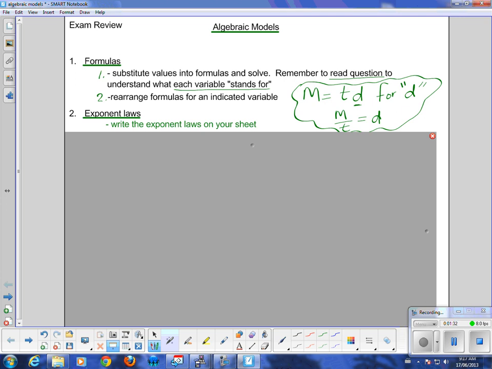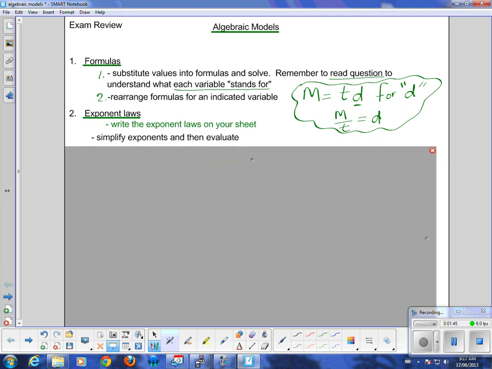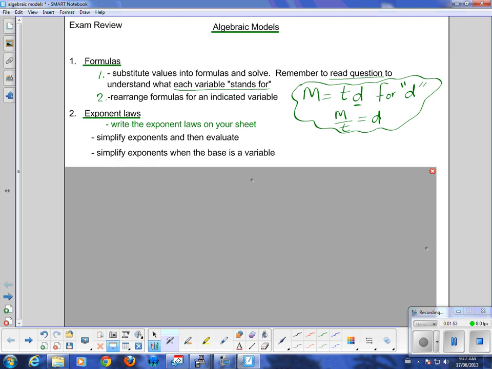Exponent laws. The other thing we did was exponent laws. Make sure you write them on your sheet. Take the anchor chart and copy those down. Maybe give yourself an example of what those look like. What you're going to be expected to do is simplify exponents and then evaluate, and also simplify exponents when the base is a variable.